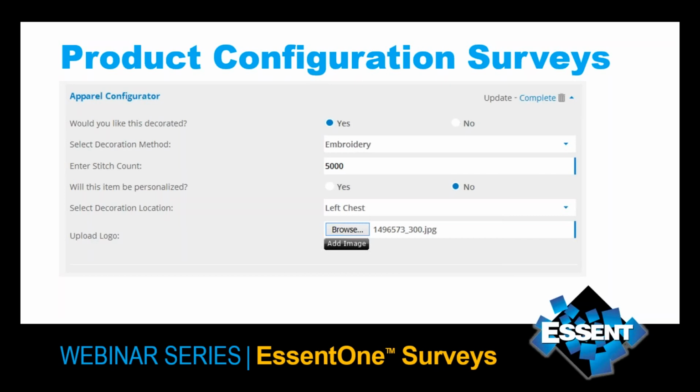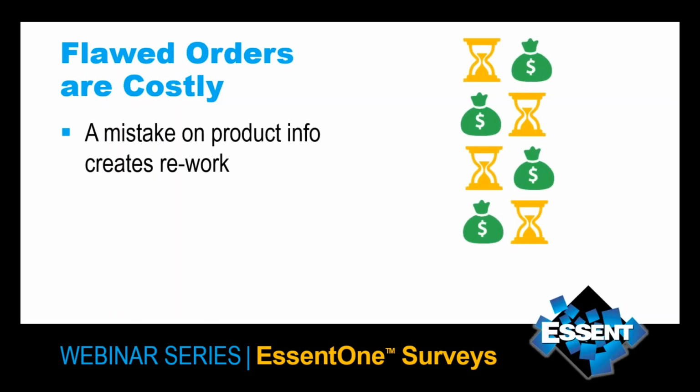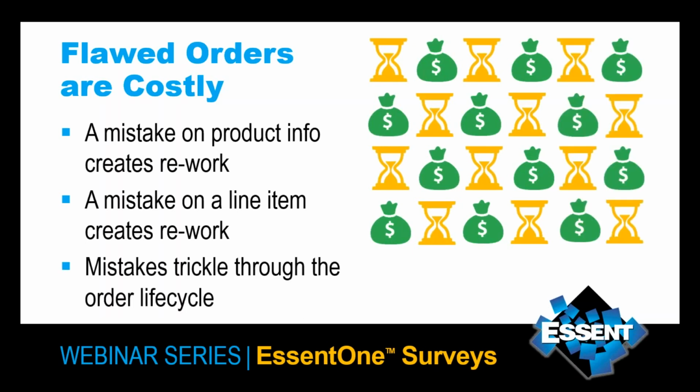It's important to have well-formed orders because flawed orders are costly. Flawed product information, like getting the imprint location wrong, means someone has to go back and fix it. Leaving out a line item like tape creation also means someone has to go back and fix it. And a mistake can stick to an order. Bad information can move down the line into fulfillment, shipping, invoicing, accounting, and so on. So errors get introduced to new people and new departments. They could even be introduced to new people in other companies.